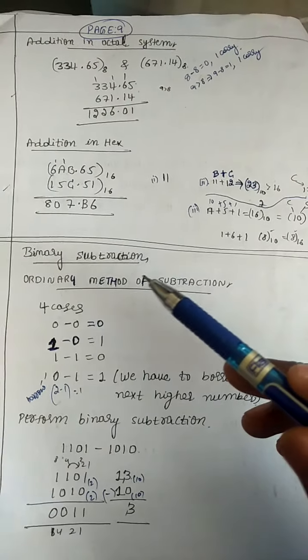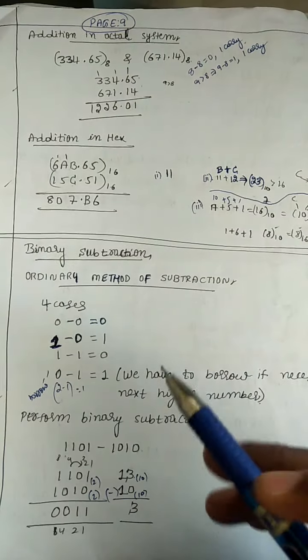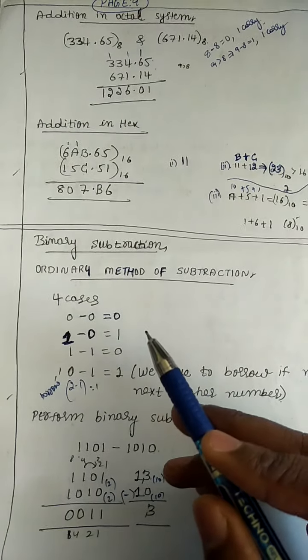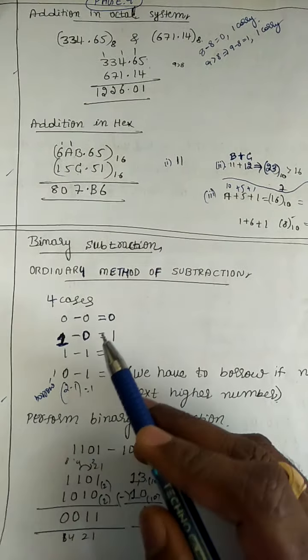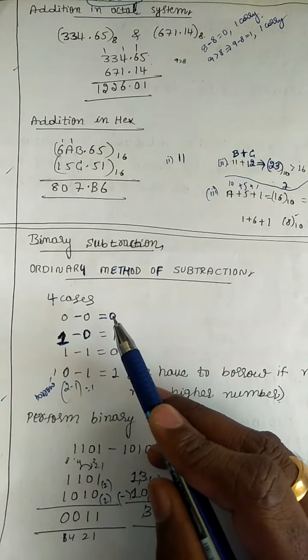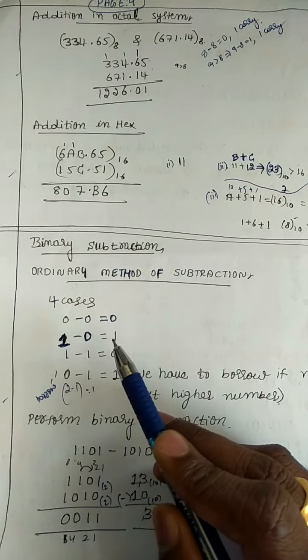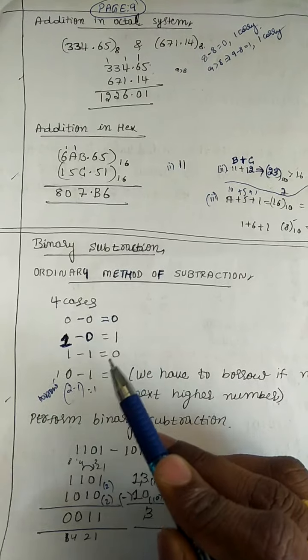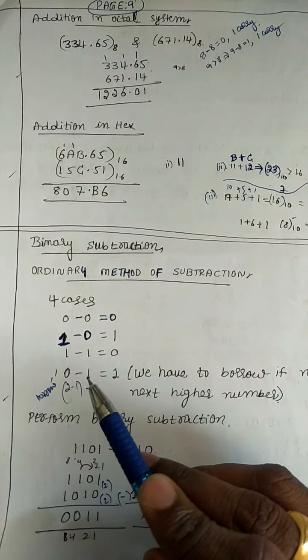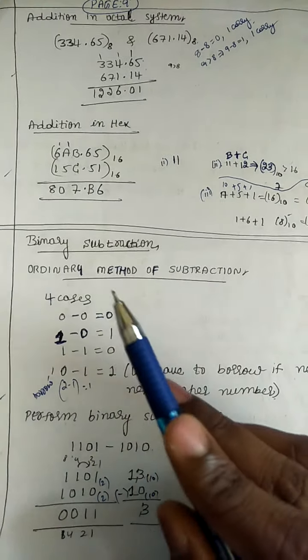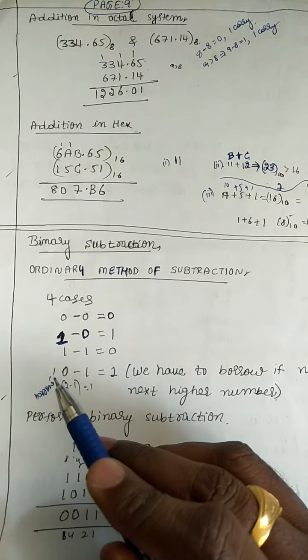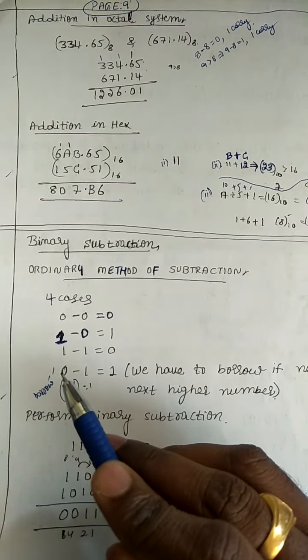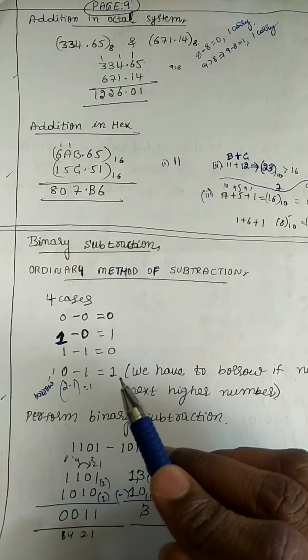Next we'll move on to binary subtraction. There will be 4 cases under binary subtraction. If you subtract 0 minus 0, you will get 0. 1 minus 0, 1. 1 minus 1, 0. 0 minus 1, you can't subtract, you have to take the borrow. In the binary system, if you take the borrow, it will be 2. 2 minus 1, it will become 1.